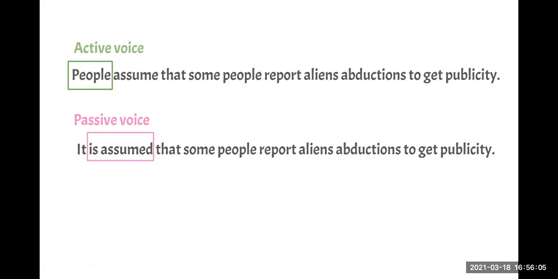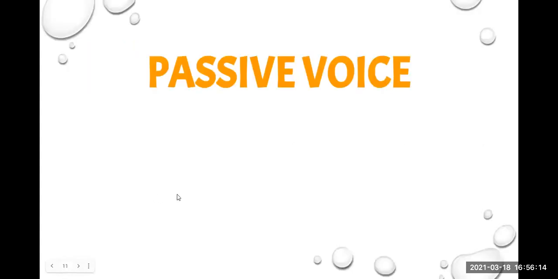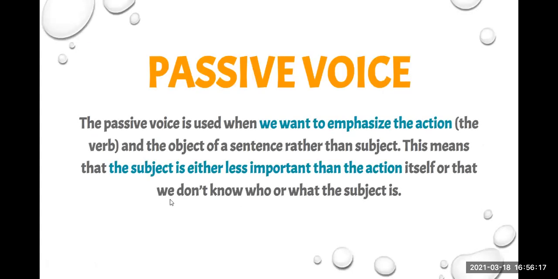Okay, we're going to check a little bit about the passive voice, and then we are going to write our sentences, or say our sentences, in the passive. So here we have the passive. It says, the passive voice is used when we want to emphasize the action, the verb, and the object of the sentence rather than the subject. So the subject in this situation is not important. This means that the subject is either less important than the action itself, or that we don't know who or what the subject is. So that's when we use the passive voice.